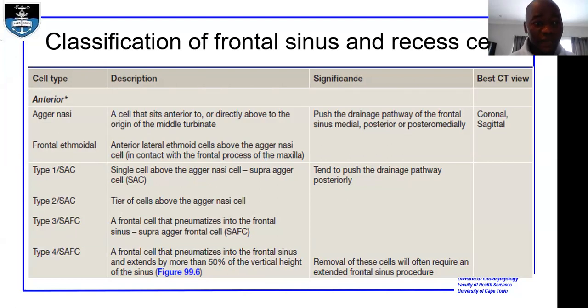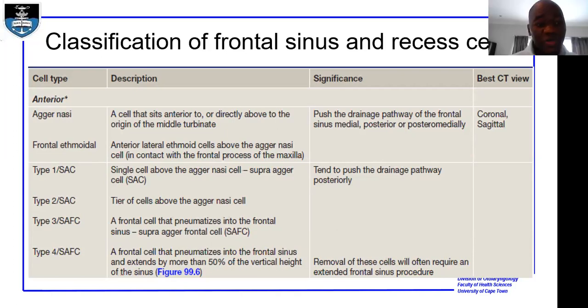We also get the frontal ethmoidal cells, which are anterior lateral ethmoid cells that sit above the Agger nasi cell. They are anterior, and you can distinguish them from the posterior ones because they are in contact with the frontal process of the maxilla, the frontal beak. They are classified into 4 types. You get a type 1, which is a single cell that sits above the Agger nasi cell, called the supra-agger cell.